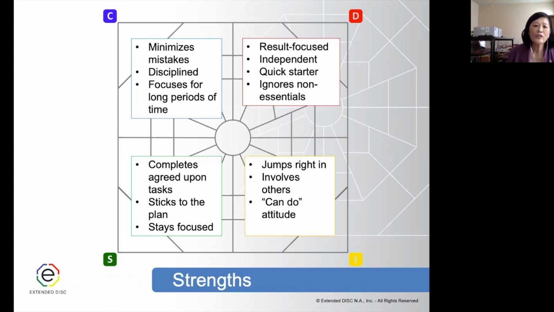When you look at the D style, your D styles are independent, they're quick starters. So if there are certain tasks that are very measurable and easy to do, or not necessarily easy, but something that might even be challenging, maybe you assign those types of tasks and roles to your D style. For your I styles, like I mentioned earlier, they have that can-do attitude. They can help your team maintain that positive atmosphere.